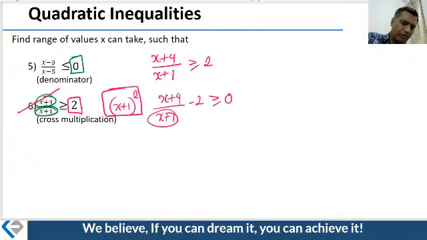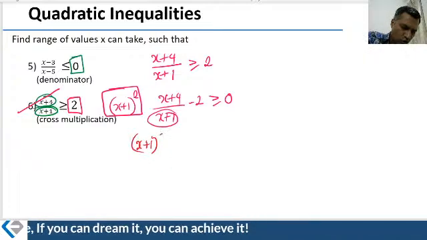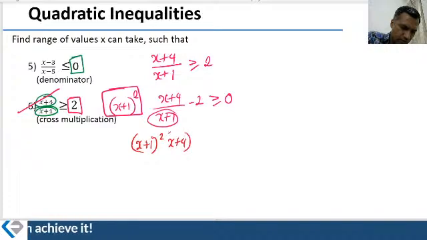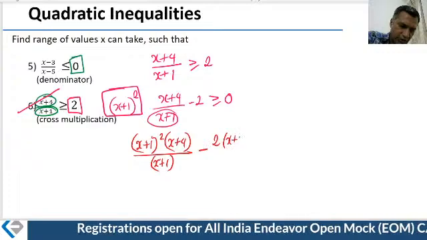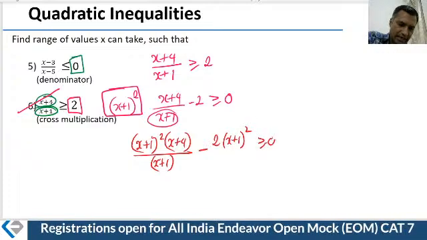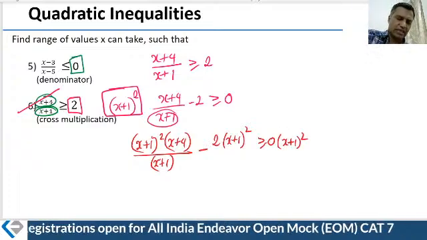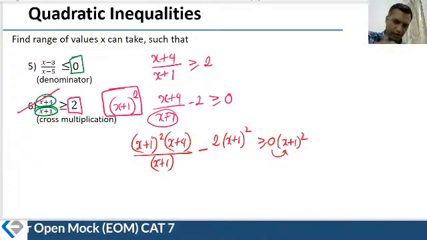Perfect. Let's see this. If I multiply both sides by (x plus 1) whole square, you will write it like this: (x plus 1) whole square times of ((x plus 4) divided by (x plus 1) minus 2) is greater than or equal to 0, because 0 into (x plus 1) whole square is 0 only. You can write that step on this side also, but ultimately 0 into this is 0.